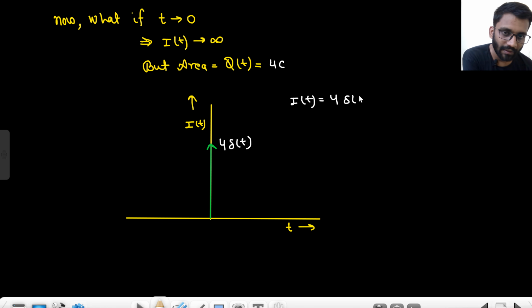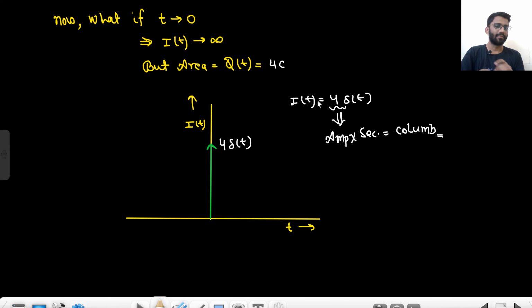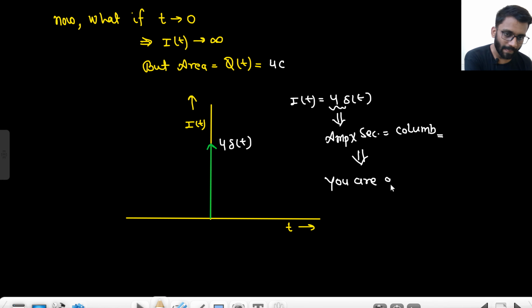So what does that mean? What will be the unit of this 4 in 4 delta(t)? This 4 is ampere into second. That means it is coulomb. That 4 is coulomb. That means you are giving 4 coulomb charge in no time.